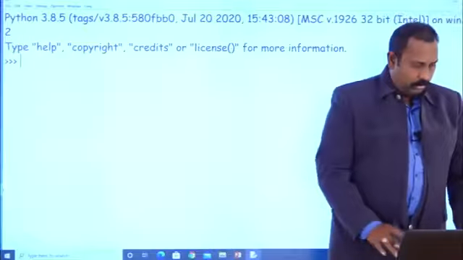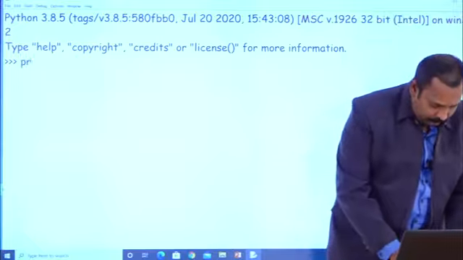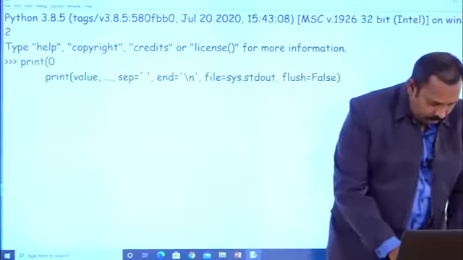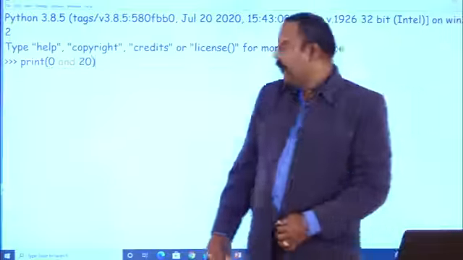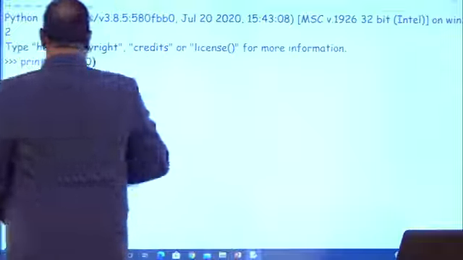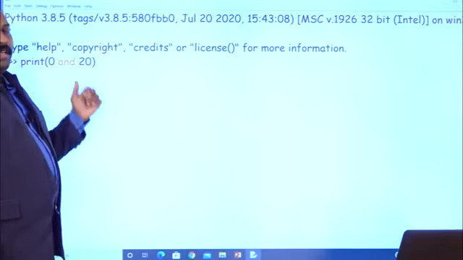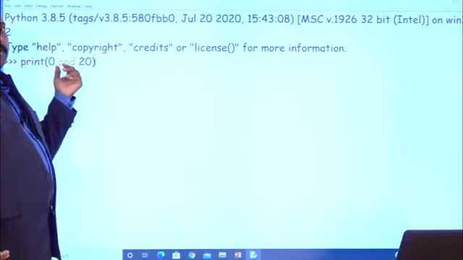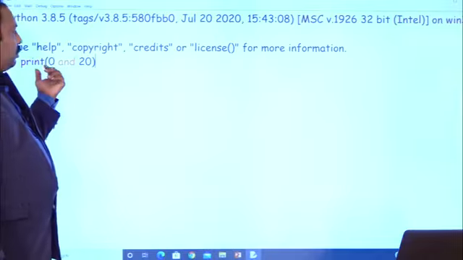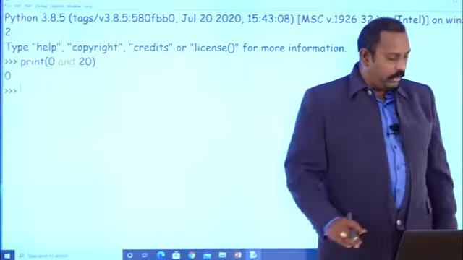Example. Suppose I have written print 0 and 20. Here X and Y, as I told, X is 0, Y is 20. If X is false, 0 means what? False. It returns X. So what is the output we will get here? 0 will be the output.